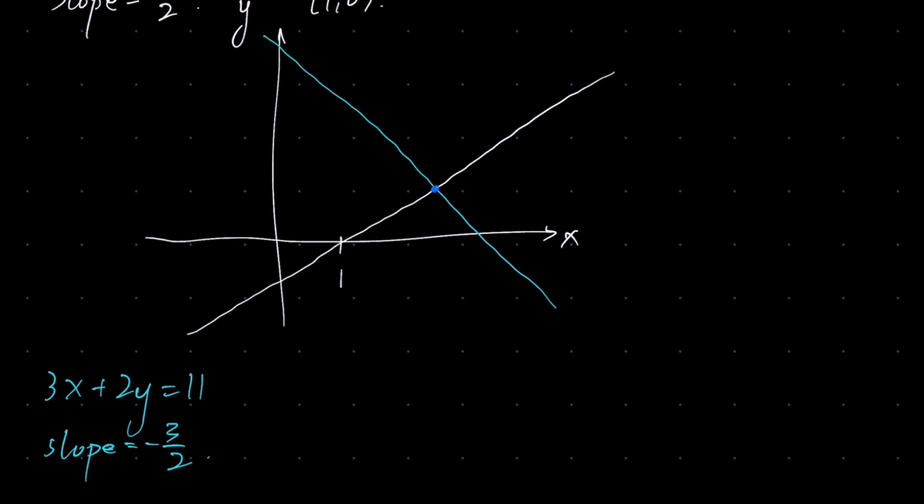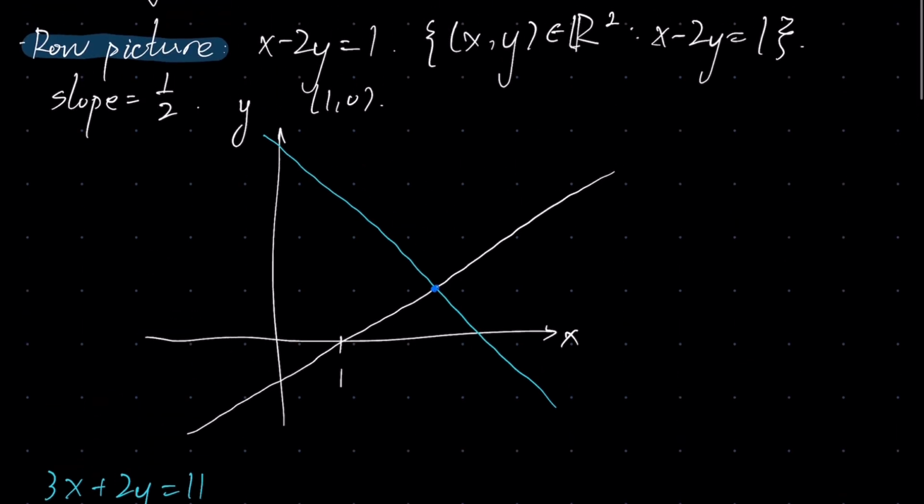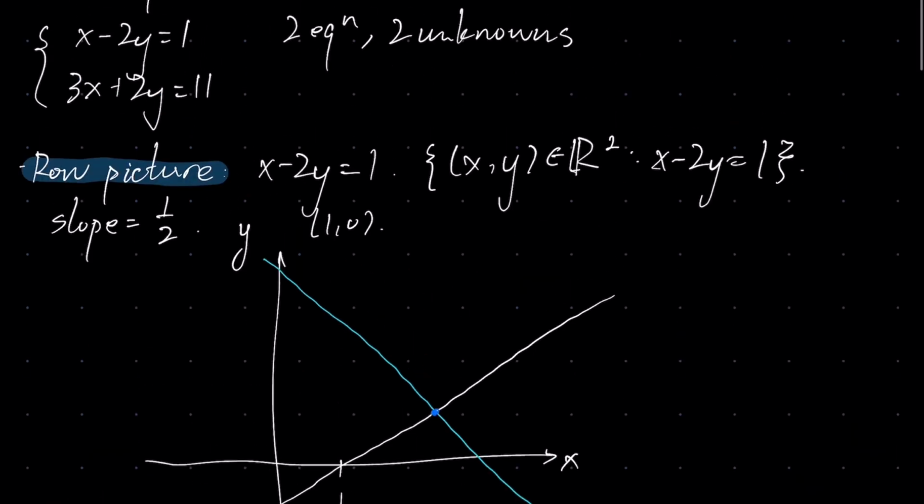Now how do we find the intersection point from the row picture? Well, it's simple. You simply look at these two equations and try to solve for them. What you can do is isolate y and get an expression in terms of only x. And so the y's for row 1 and row 2 have to be equal, and thus you can solve for x and thus y.